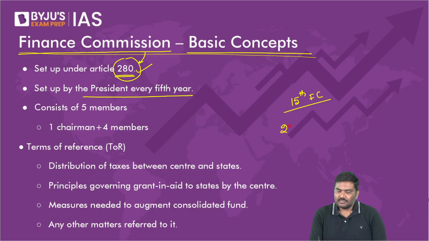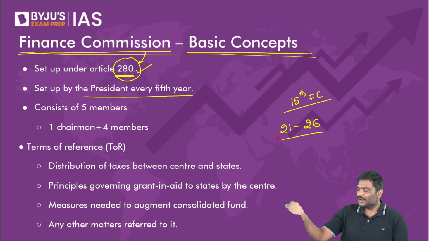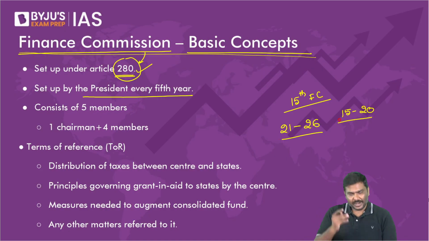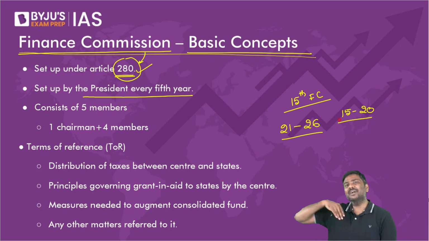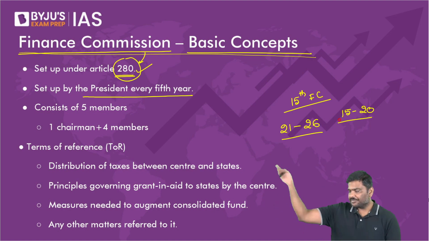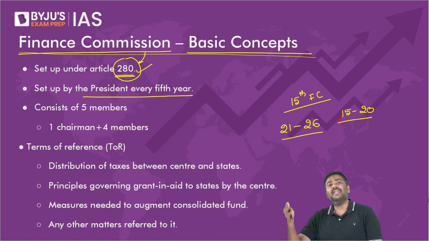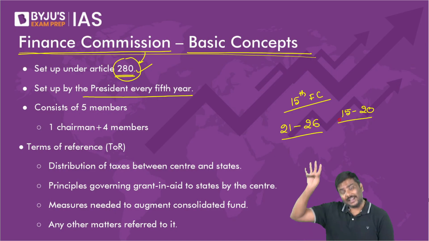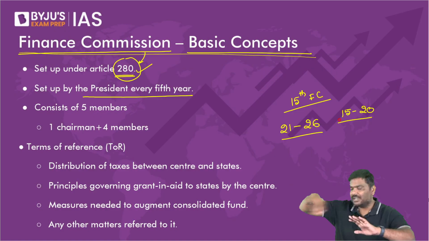Right now we have the 15th finance commission from 21 to 26. So after 26 there will be one more commission's recommendations. Earlier we had the finance commission from 15 to 20, etc. And if you're reading the newspaper, very recently the government of India stated that we are going to set up a committee for the 16th finance commission. The commission will be set up, they will give recommendations, and those will come into implementation after many years.